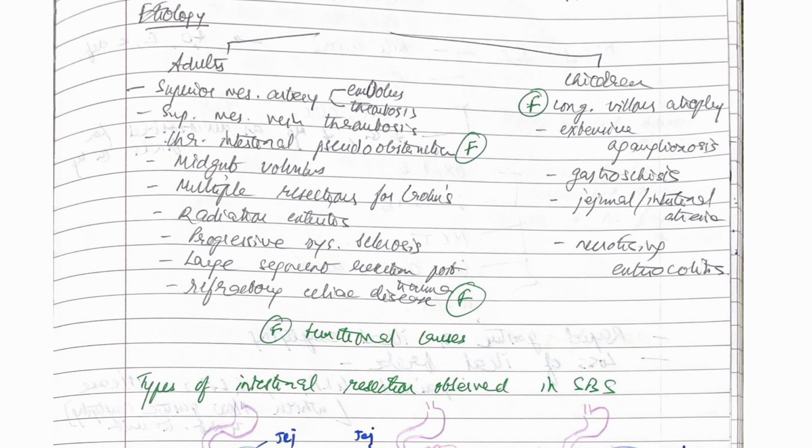In children, there are causes like congenital villus atrophy, extensive aganglionosis, gastroschisis, jejunal or intestinal atresia, and necrotizing enterocolitis, of which congenital villus atrophy, chronic intestinal pseudo-obstruction, and refractory celiac disease constitute functional causes.